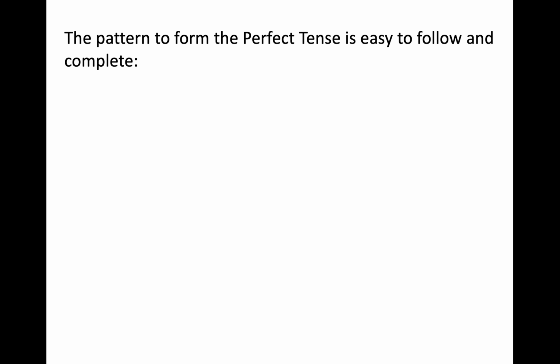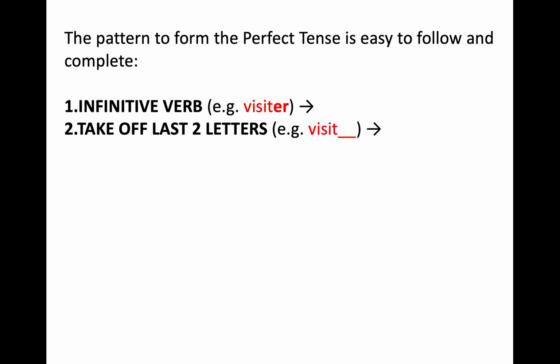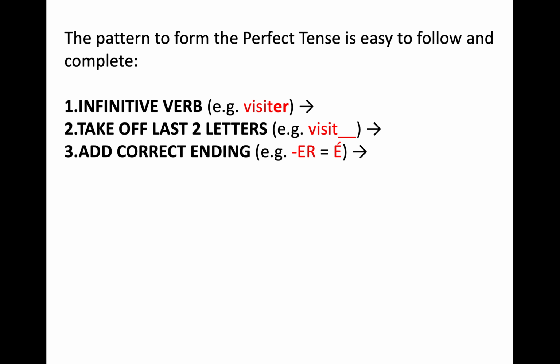The pattern to actually form the perfect tense for verbs is quite easy to follow. You do the following things. You start with an infinitive verb, like visiter. You take off the last two letters. We're used to doing this in lots of tenses in French. You add the correct ending. Well, for ER, it's E with an accent. That accent is really important. You don't have that accent, and again, the tense is not going to be correct.